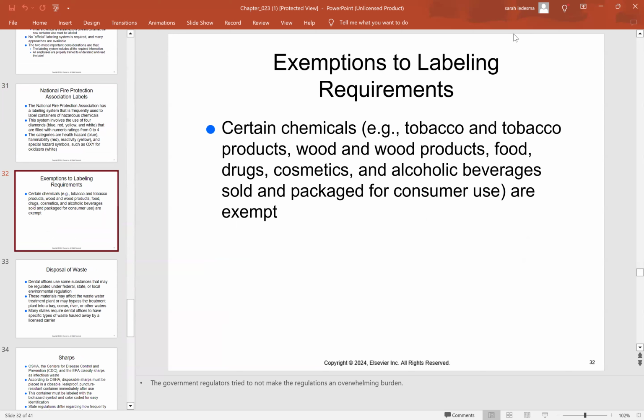Exemptions to our requirements are certain chemicals like tobacco products, wood products, food, drugs, cosmetics. These are exempt.